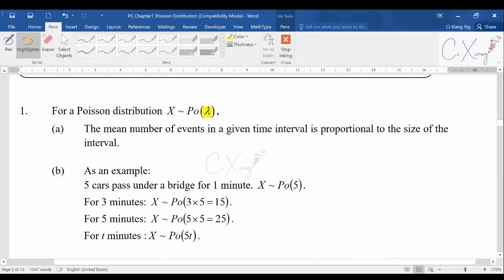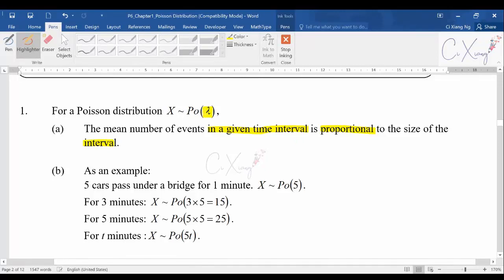When they give lambda in the question, they will give it for a given interval. Not necessarily a time interval, but usually it's a given interval. You need to know that this lambda is actually proportional to the size of the interval. That means if the interval changes, then the lambda will change also.